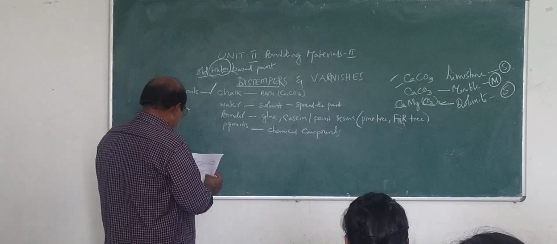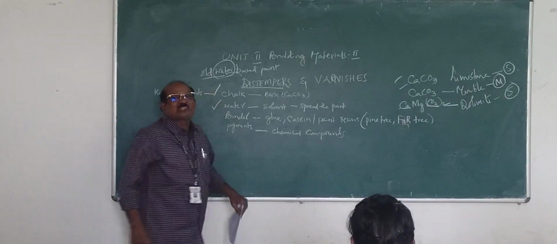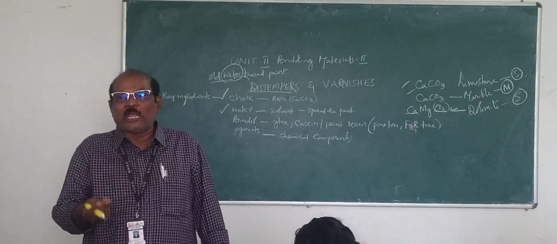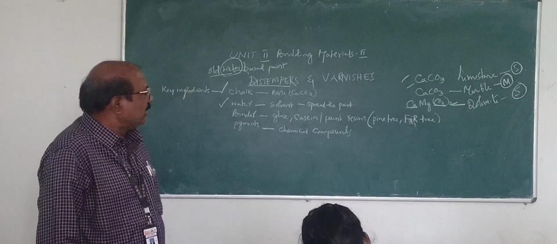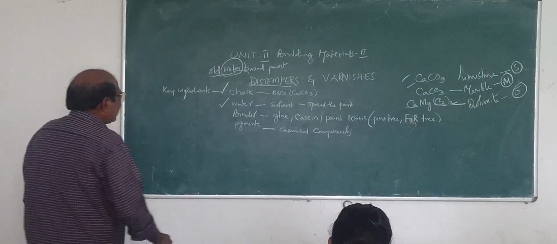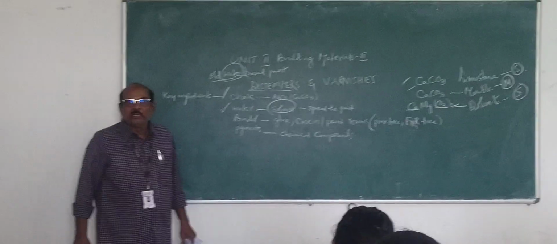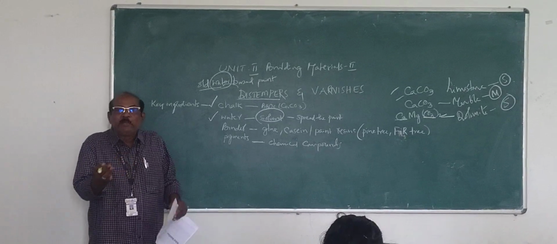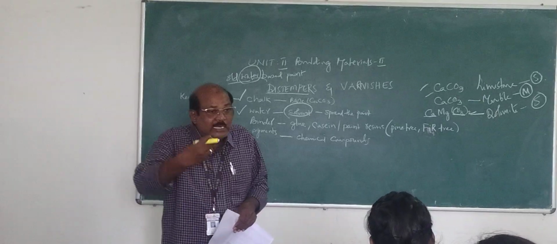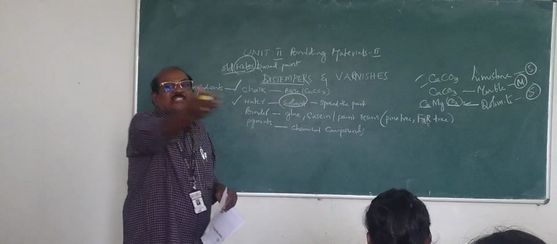So the next is water. Water is a liquid, that is solvent. Of course, in case of paints, we add turpentine or something else. But here, in case of distemper, we mix water. It acts as a solvent. So what happens when you add the water? That semi-solid or semi-liquid paint, that means distemper, can be spread over the surfaces.